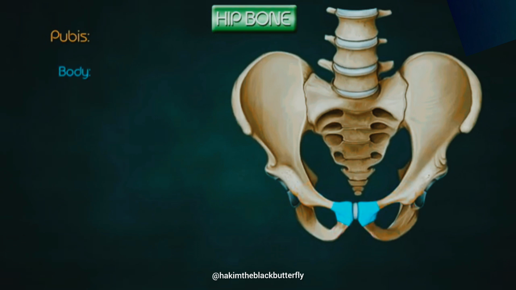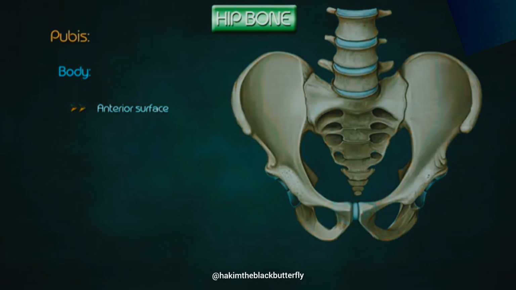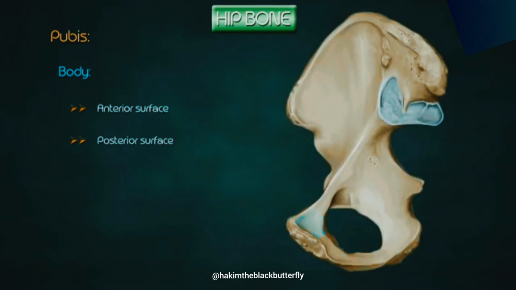Body. It connects the superior and inferior rami. It has three surfaces, one border, the pubic crest and the pubic tubercle. Anterior surface faces forwards, downwards and laterally. The posterior surface is smooth and forms the anterior wall of the bony pelvis. Its upper part is related to the urinary bladder.